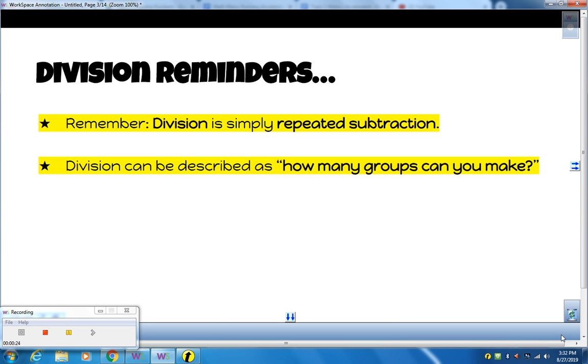So, a couple of reminders to highlight in your notes. A reminder that division is simply repeated subtraction. It's kind of the opposite of multiplication, which is repeated addition. So if you take a number and you subtract the same amount over and over and over, you're essentially dividing. A division can also be described as how many groups can you make? So just a couple of reminders for us.